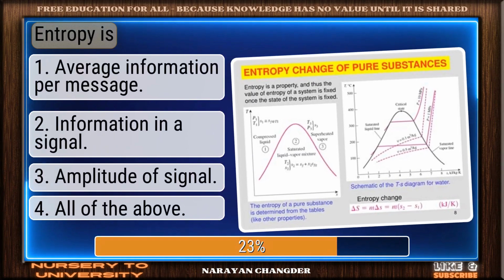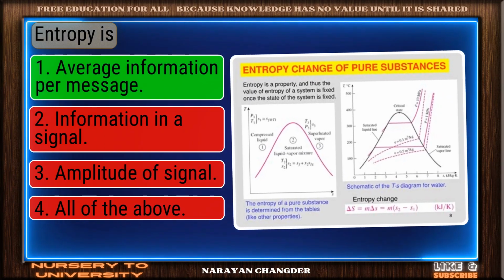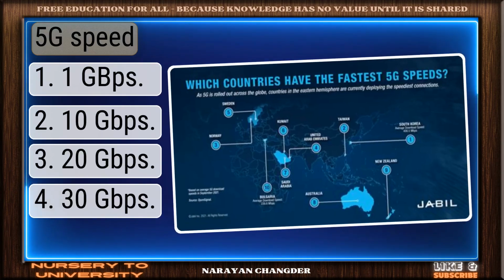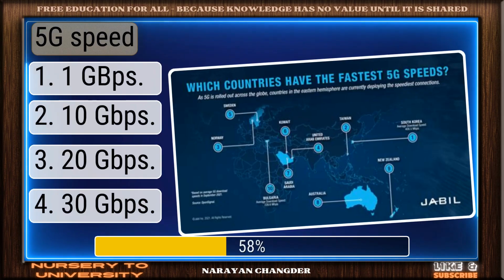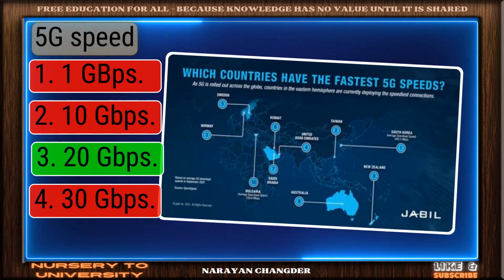Entropy is... Solid response. Average information per message is a valid choice. G-speed. Correct. 20 bips is the right answer.